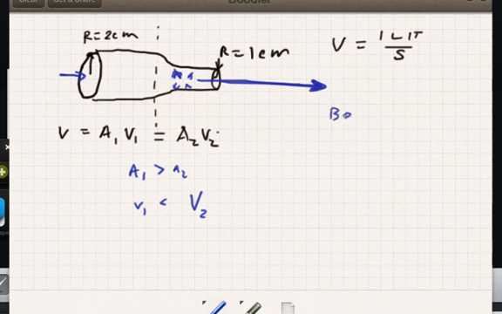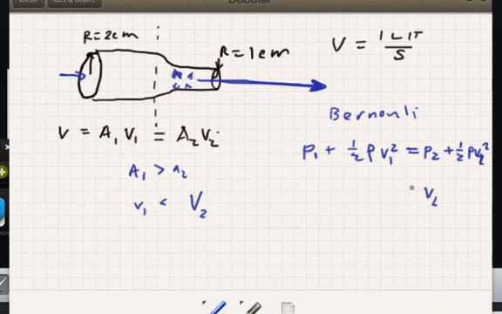So from the Bernoulli relationship, we know that the energy is conserved. This relationship is pressure 1 plus 1/2 the density times velocity 1 squared. There's a term involving the vertical height, but it didn't change in this case, so we're going to leave that out. Equals P2 plus 1/2 rho V2 squared. So since we know that V2 is greater than V1, therefore P2 is less than P1.